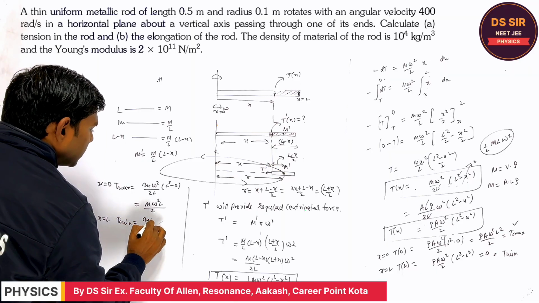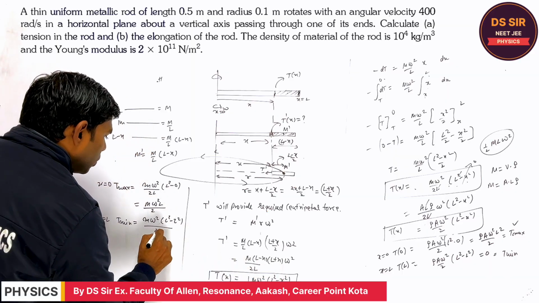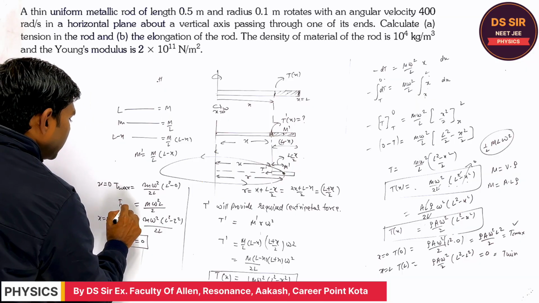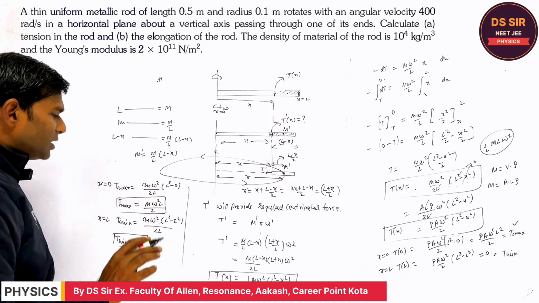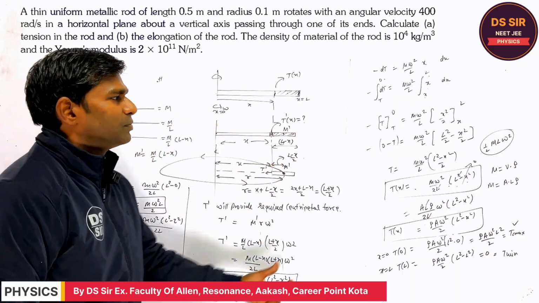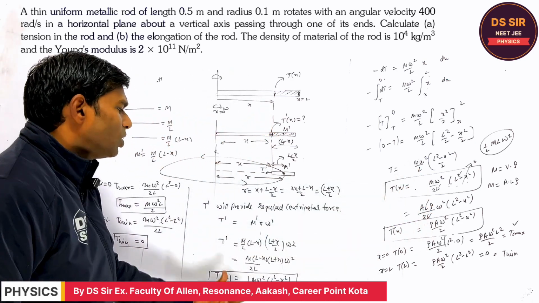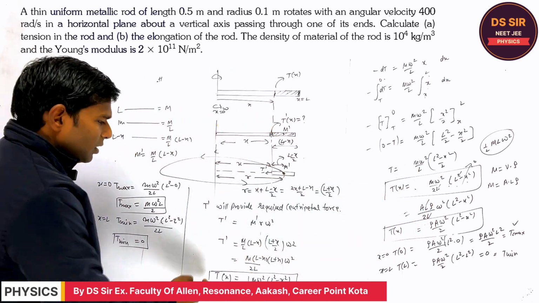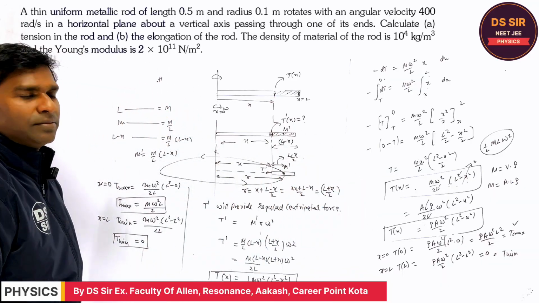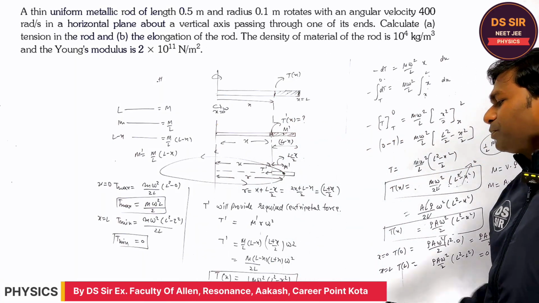And how much is it? (L square minus L square) upon 2L. The minimum tension is 0, and the maximum tension is this. Is it clear or not? So basically, without integration we have found the same expression for the tension that we found using integration. Although this is correct and this is also correct, copy this. So we have found the tension as a function of x.